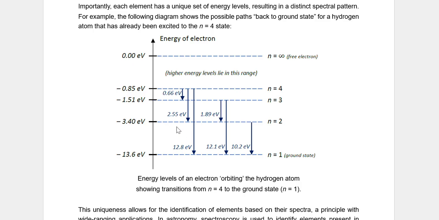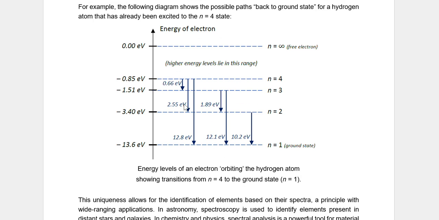You can see the gap between 1 and 2 is bigger than the gap between 2 and 3, right? The gap between 1 and 2 is 10.2 eV, and the gap between 2 and 3 is 1.89 eV, right? So yeah, and so on and so forth. This is a recurring feature in the energy of electrons, right? And how the electron falls determines what frequency of photon is produced.